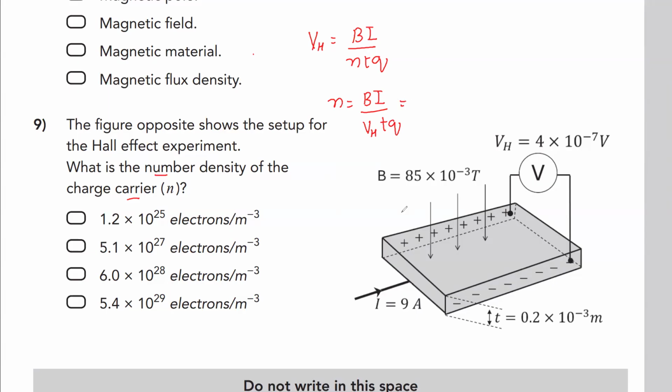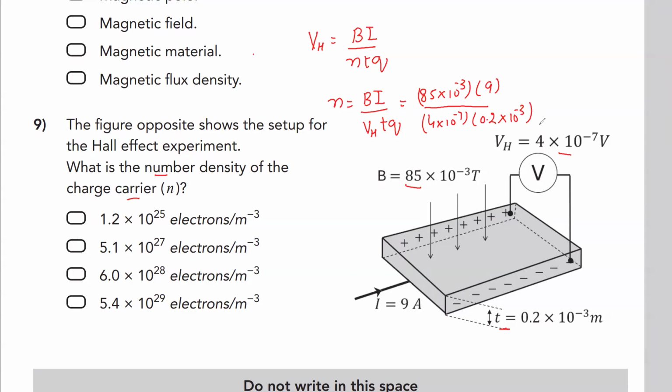Okay, so here B is 85 multiplied by 10 power minus 3. So just put in 85 into 10 power minus 3. And I here is 9 ampere. So just put the value 9 divided by VH. Here VH is 4 multiplied by 10 power minus 7. And obviously T is a thickness, not a time. So T here is 0.2 into 10 power minus 3.